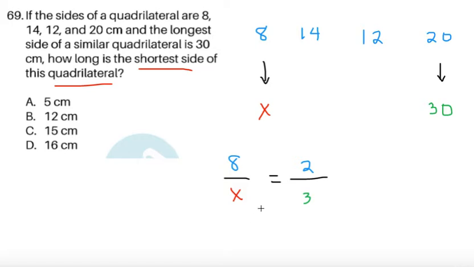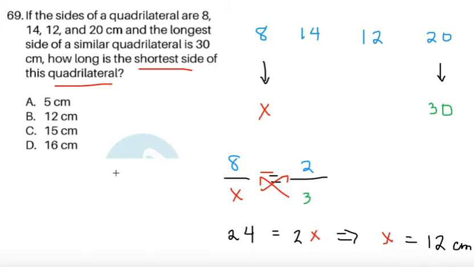Now, we can cross multiply. So we're going to get that 24 is equal to 2x. And just solve for x here: we're going to divide both sides by 2, and we get that x equals 12. So the unit is centimeters, so we have choice B as our answer to this item.